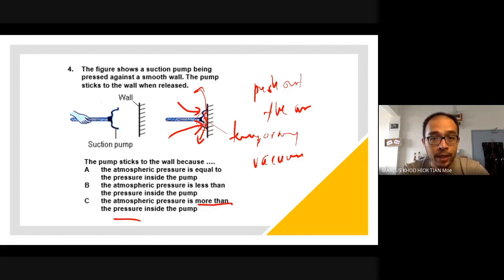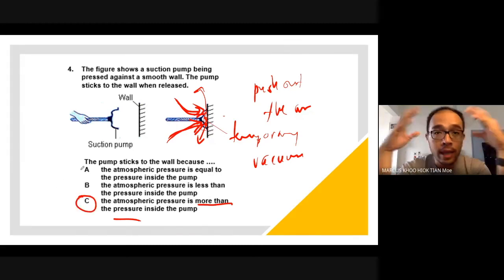If you do your job well enough, there'll be totally no air inside here. All the air will be pushed out, and because all the air is pushed out, there is nothing to push back. So the atmospheric pressure easily just exists and pushes this. So this will be the answer.